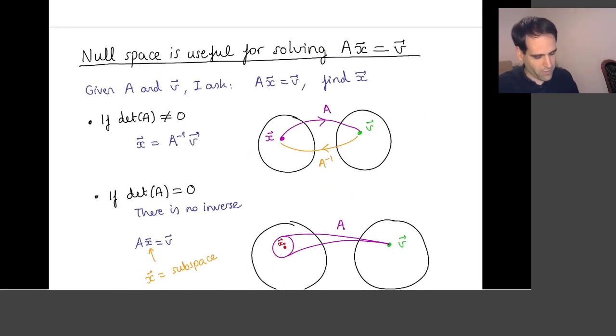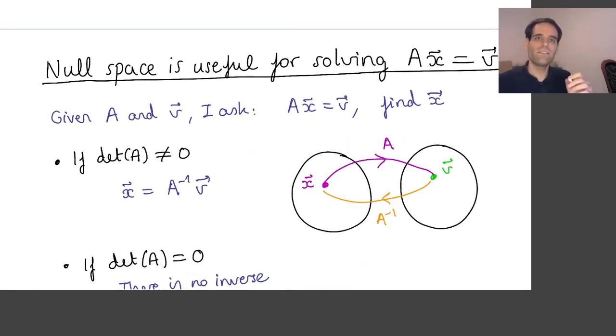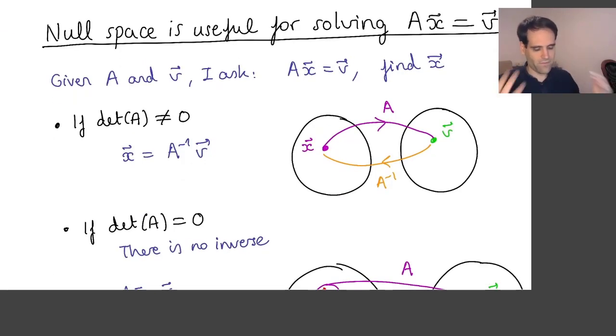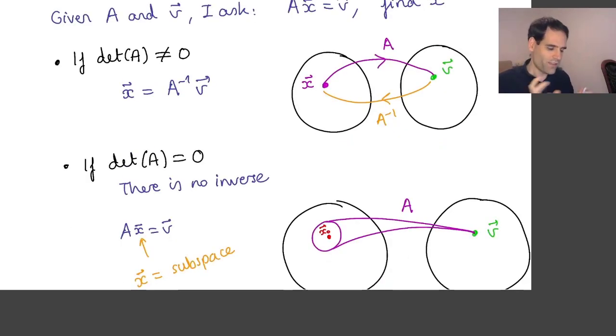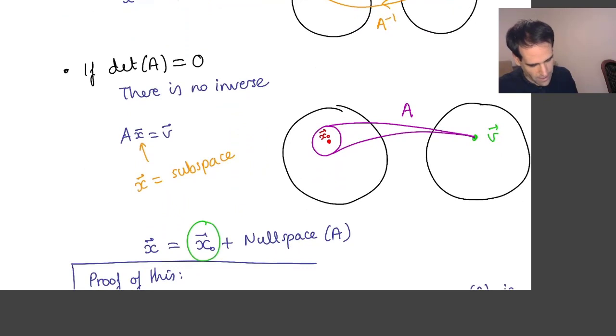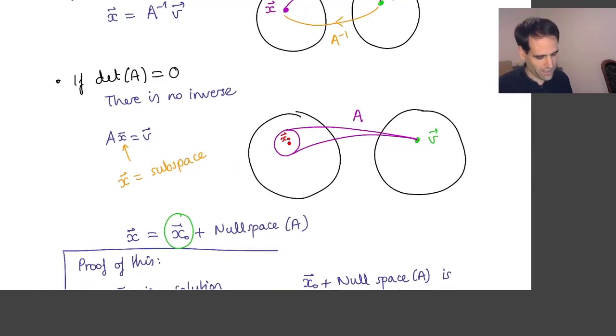Yeah. So remember, I was asking you, given A and V, find X. So if the determinant of A is not 0, you find the inverse and you give me a single vector X. But if the determinant of A equals 0, then what you have to do is find a particular solution, and we will see how to do this, but that's very, very easy. And then you just find the null space of A and you add them up. And that will be the general solution that you can give me. Okay? So we are going to see an example of this.